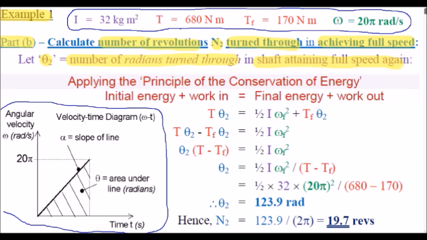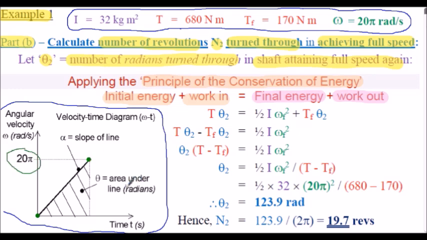So again, applying the principle of conservation of energy, here's our initial energy and our work into the system on the left hand side of the equation, and our final energy and the work out of the system on the right hand side. So considering our velocity time diagram for the second part of the question, now the shaft is commencing from rest, it's stationary as it changed its direction, and it's increasing its speed back up to the original speed of 20 pi radians per second, shown here.